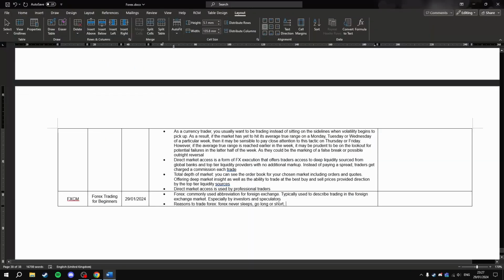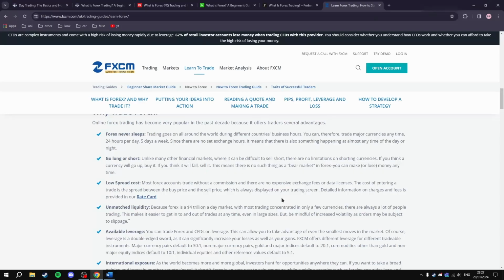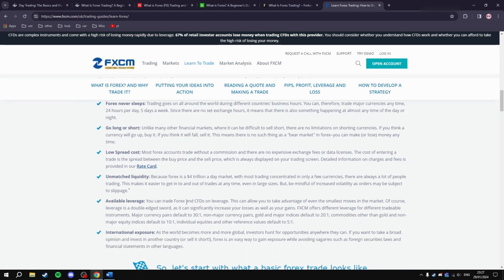Low spread cost. Most Forex accounts trade without a commission, and there are no expensive exchange fees or data licenses. The cost of entering a trade is a spread between the buy price and the sell price, which is always displayed on your trading screen. Detailed information on charges and fees is provided in our rate card.